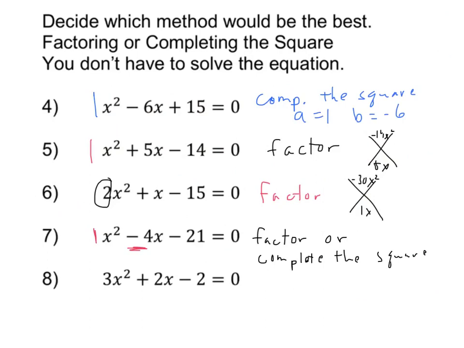Last one. This one does not work with either of them. So I'm going to write down neither. If you try magic X here, it doesn't work. This one doesn't work with completing the square because even though you have an even number here, this number here is not 1. Okay? So in class, we're going to practice more of this, right? Deciding when is it good to complete the square, when is it good to factor.